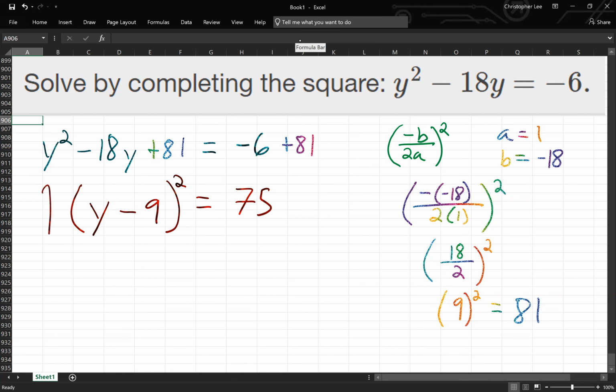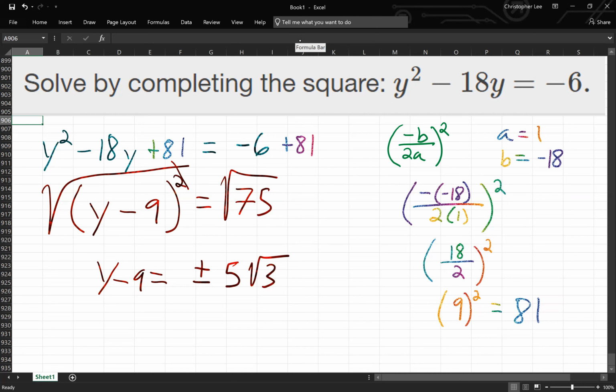Nothing crazy, right? So I'm going to square root this to get rid of the square. But what I do to one side, I've got to do to the other. So now what do I have? I have y minus 9 is equal to plus or minus what? What does that become? Oh no, before I get to that, what's the square root of 75? 5 square root 3, very good.